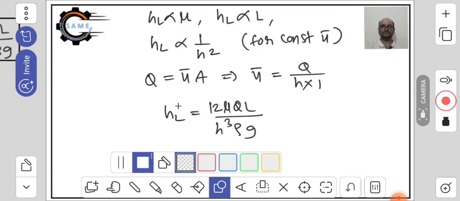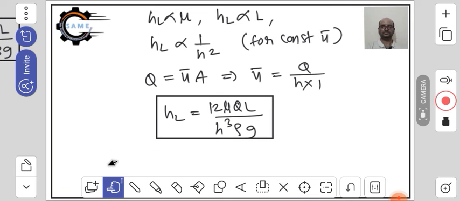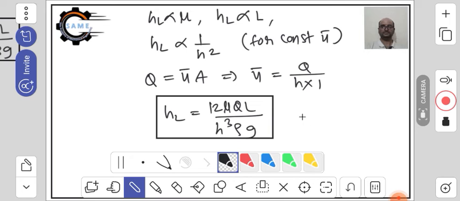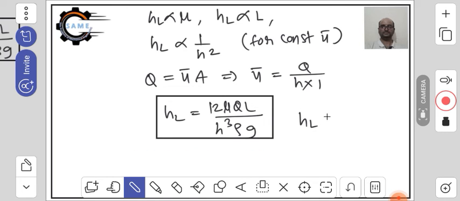You understood how this comes in terms of Q. One more thing you have to notice: the head loss is inversely proportional to H cube. Head loss is directly proportional to length, right? If you write the head loss in terms of the velocity, then it is inversely proportional to the square of H. And if you write it in terms of discharge, then it will be inversely proportional to the cube of the height between the two plates. Okay guys, now you understand this head loss.